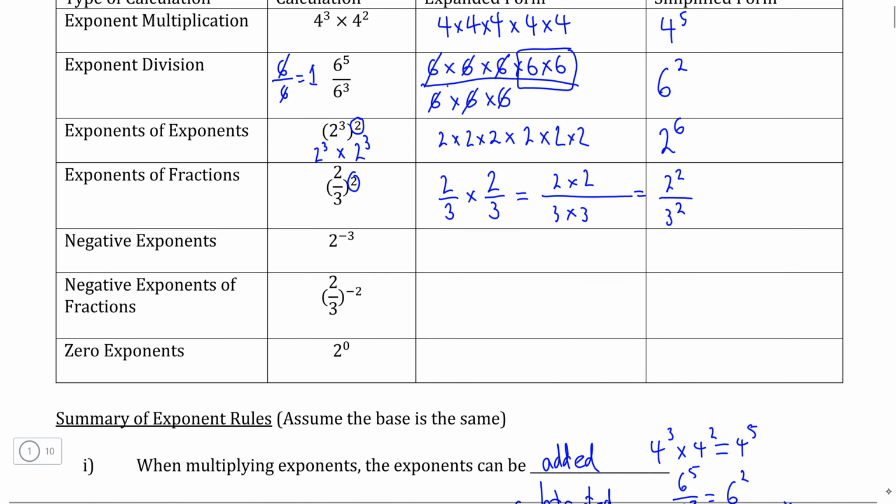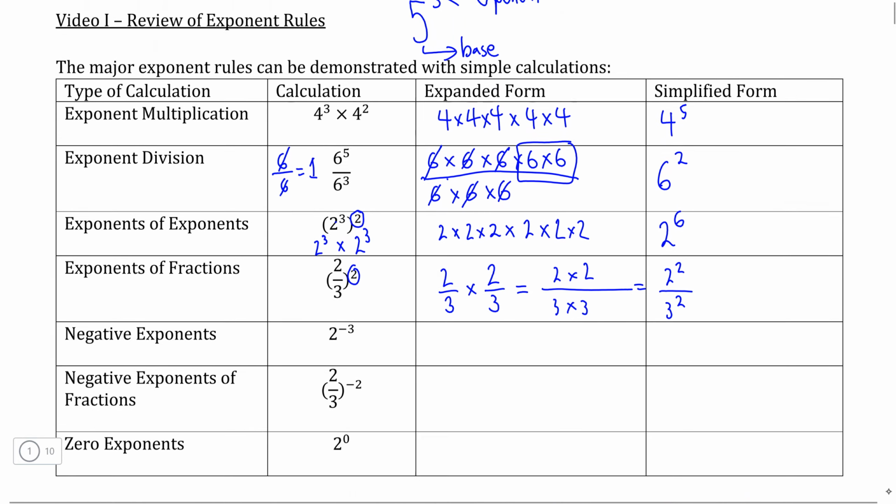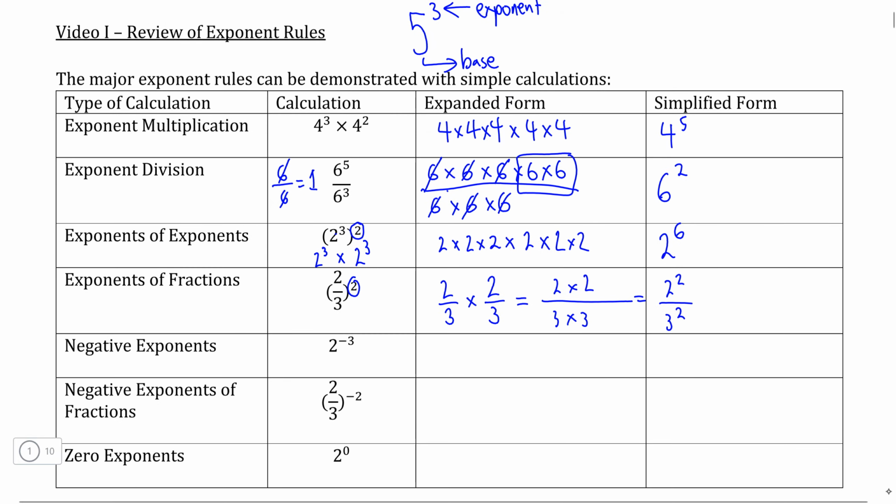In part 2 of this video, we're going to be looking at less well-known rules involving exponents, specifically what happens if the exponent is negative and what happens if an exponent is 0. So join us in part 2, where we will explore the less well-known rules of exponents.